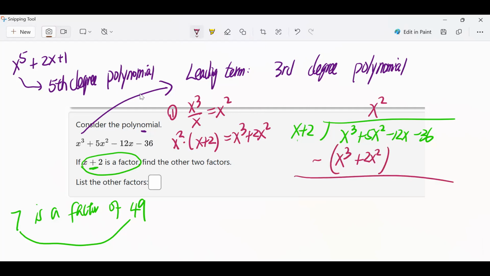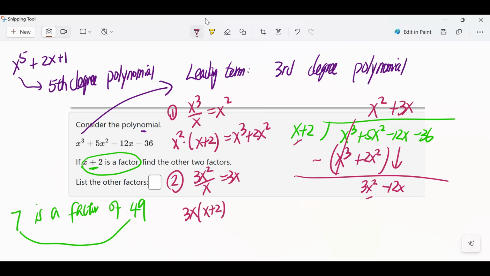Now we're going to subtract it. Now cancel the leading term. So we get 5x squared minus 2x squared is 3x squared. Bring down another term, right? And so we do x going into 3x squared. So we do 3x squared divided by x, we get 3x. Now put that on top. And you do 3x times x is 3x squared, and 3x times 2 is 6x.